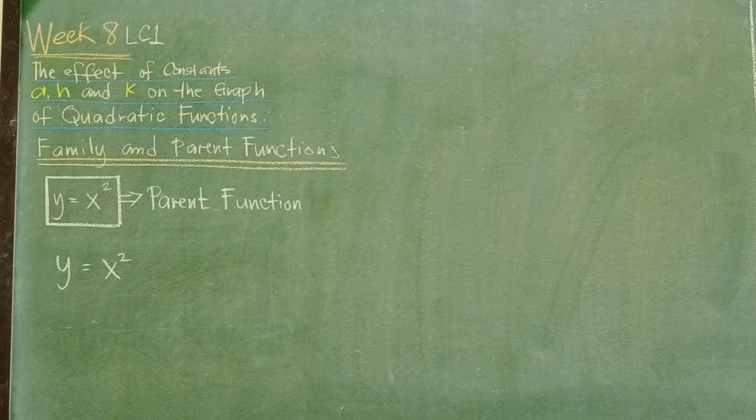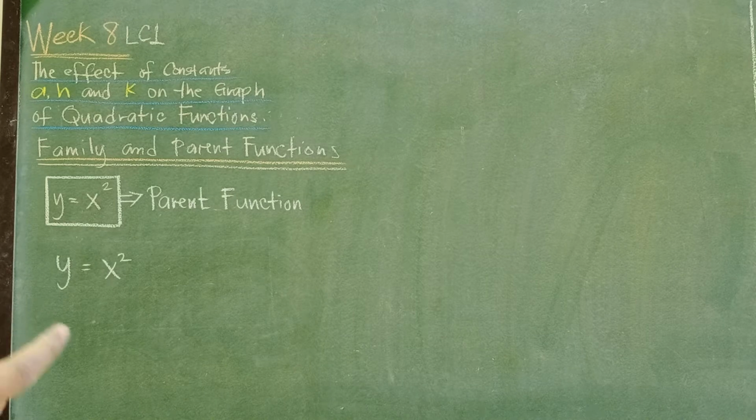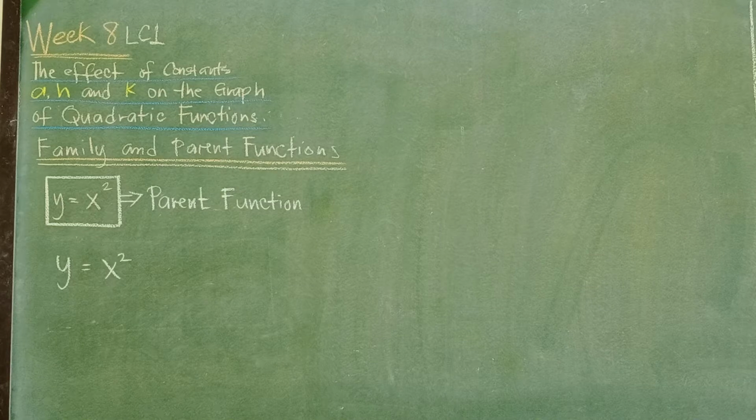So let's try to graph yung parent function. Ano kaya yung itsura ng graph ng isang parent function? Kasi lahat ng functions doon mag-i-start. Doon natin makikita ano mangyayari kapag tinataasan natin yung value ng A, tinataasan natin yung value ng H, tinataasan natin yung value ng K, or vice versa.